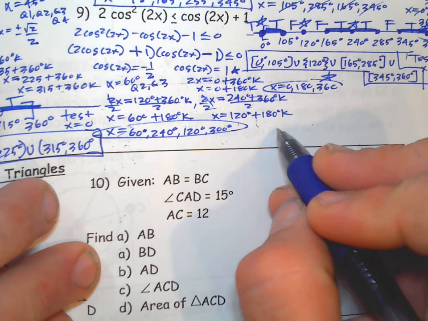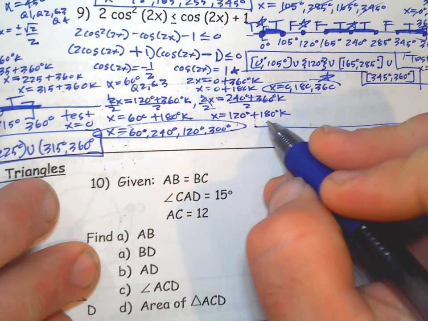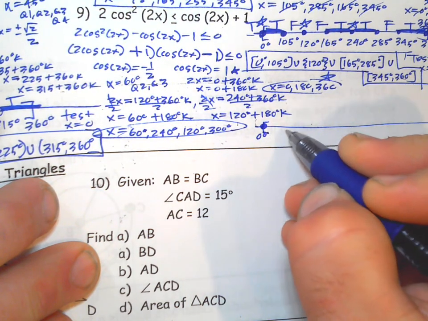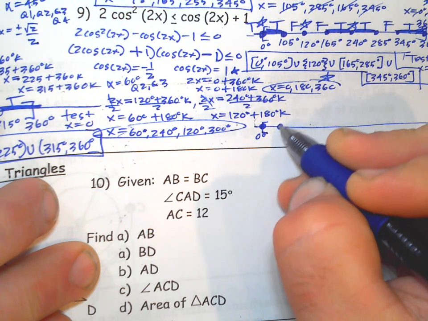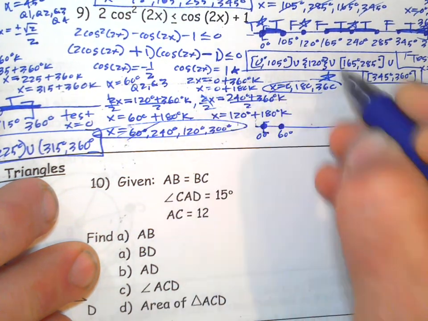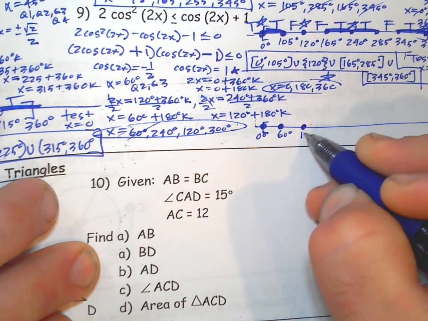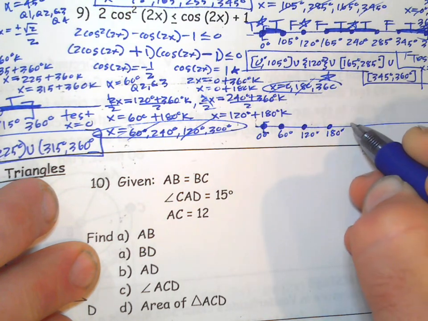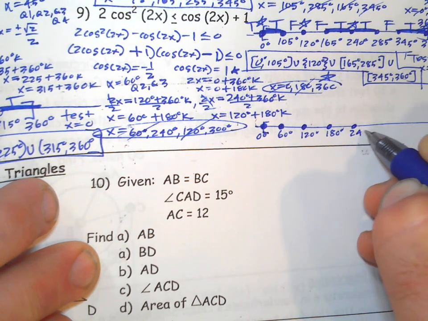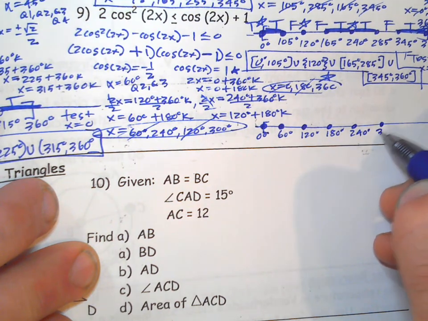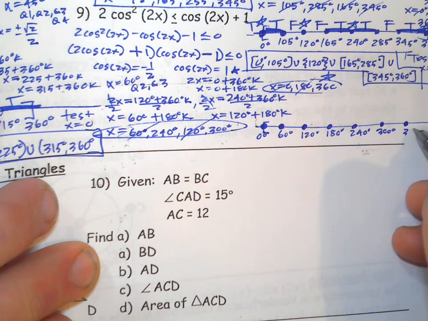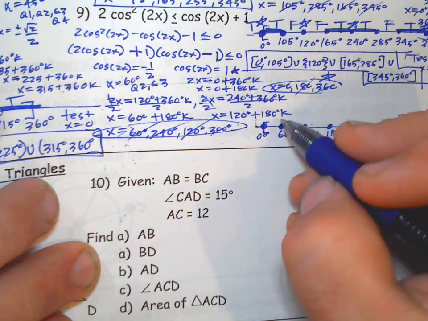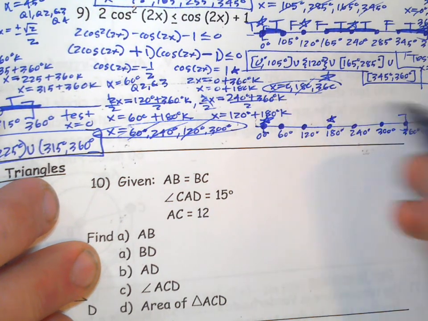So line check here, you can have room. These are all going to be solid dots. So solid dot at 0, solid dot at 60, solid dot at 120, solid dot at 180, 240, 300, 360. But watch out, this guy's going to bounce, this guy's going to bounce, this guy's going to bounce.